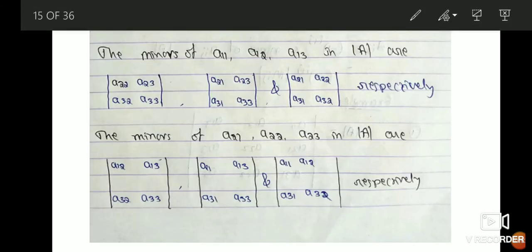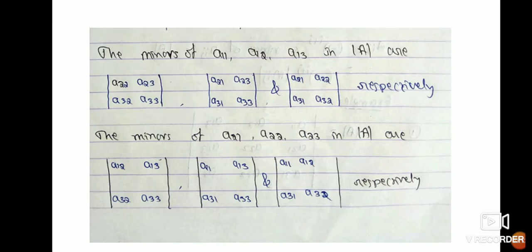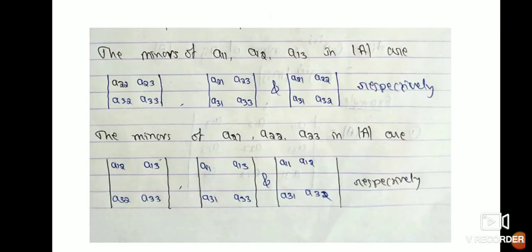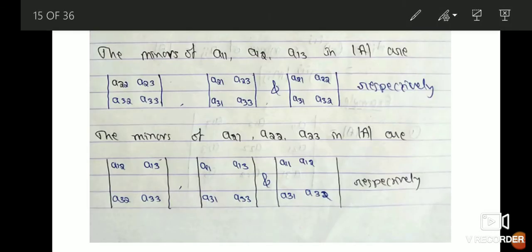Similarly, we can find out the other minors. For example, the minor of A11. So that means if you want to get the A11, then you have to eliminate the first row and the first column. Then the remaining elements, that is A22, A23, A32, A33, are the minor of A11.